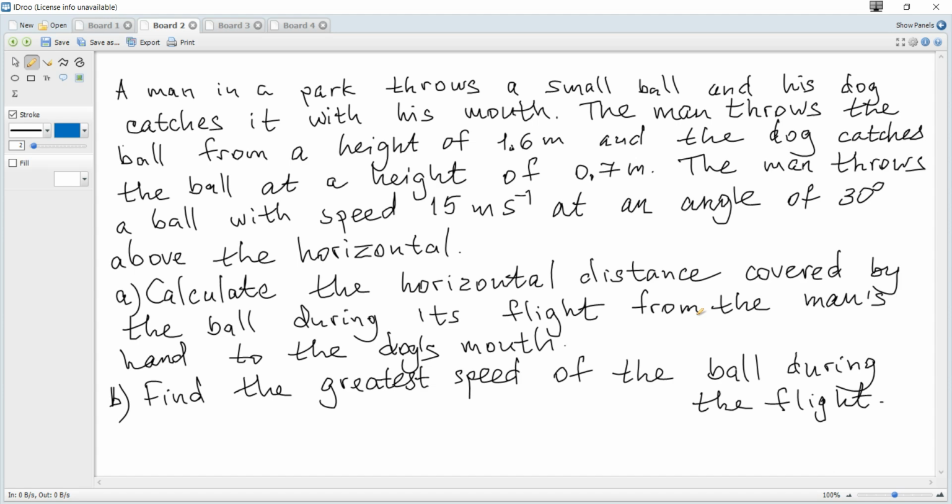A man in a park throws a small ball and his dog catches it with his mouth. The man throws the ball from a height of 1.6 meters and the dog catches the ball at a height of 0.7 meters. The man throws the ball with speed 15 meters per second at an angle of 30 degrees above the horizontal. Question A. Calculate the horizontal distance covered by the ball during its flight.